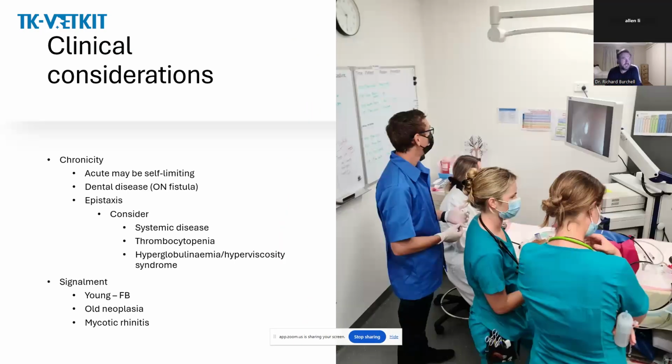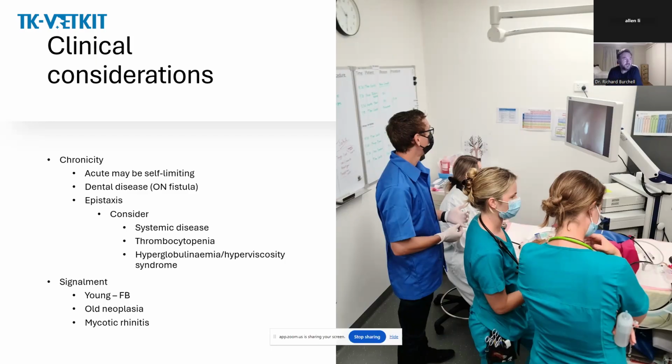A couple of things to think about, because you often are not just going to jump straight into an endoscopic procedure. And that's going to depend on things like if it's acute. For example, acute sneezing in a cat, more often than not, will be snuffles or feline herpes or calicivirus, and it'll be something that'll go away on its own. So you wouldn't want to be jumping in to doing endoscopy or rhinoscopy in those kind of cases.